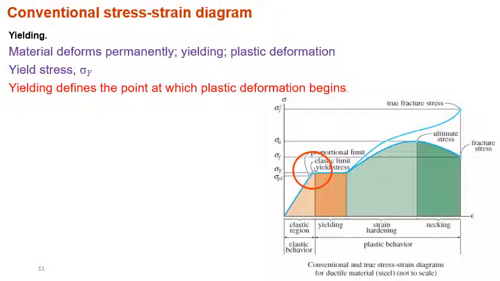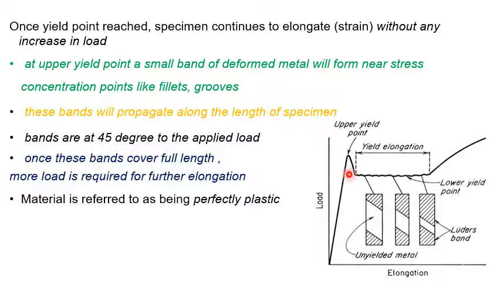So how exactly does the yield point occur? As you can see here, this is the upper yield point. Once the bonding starts breaking, the load drops down. At this moment, we can see there are bands which appear at 45 degrees, and from here the bands propagate throughout the length of the material. The one who discovered those bands is Luder, so because of his name those bands are called Luder bands.